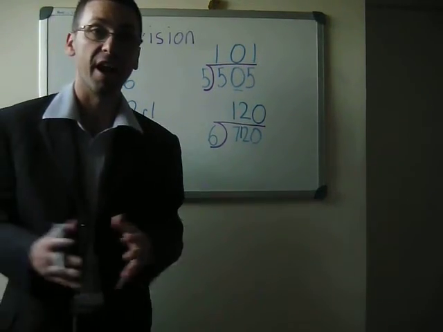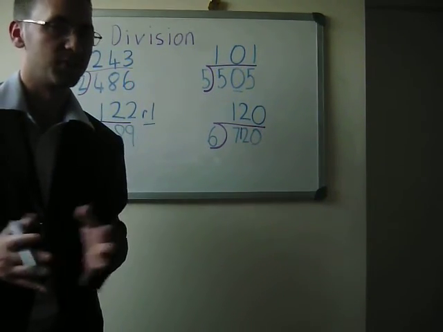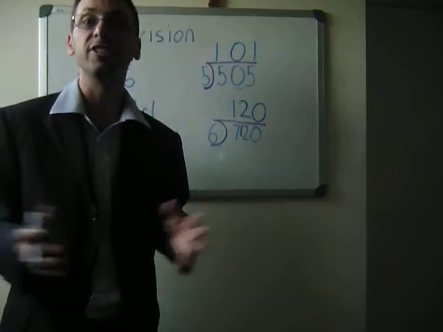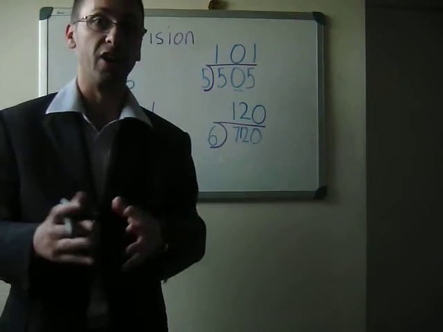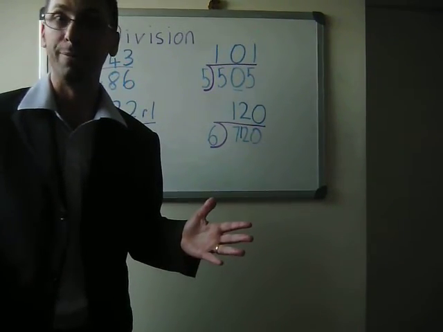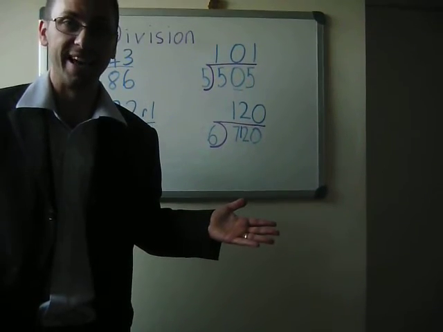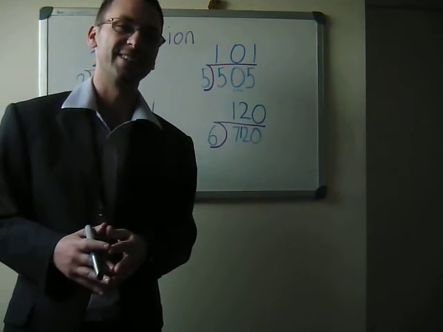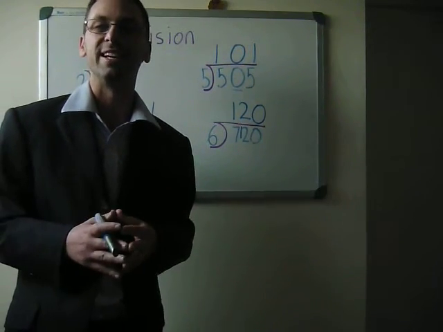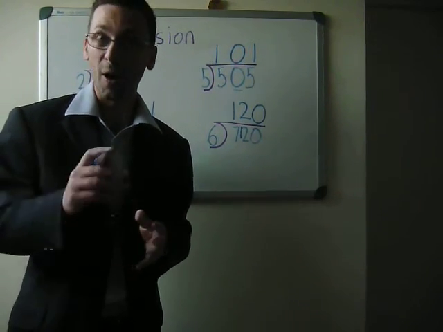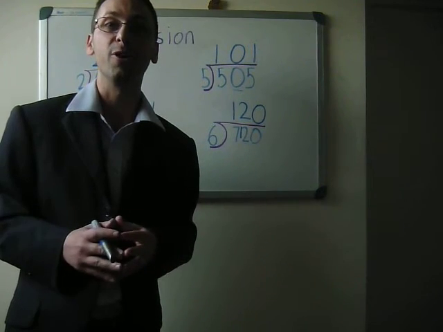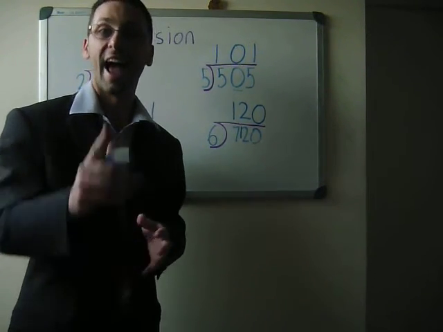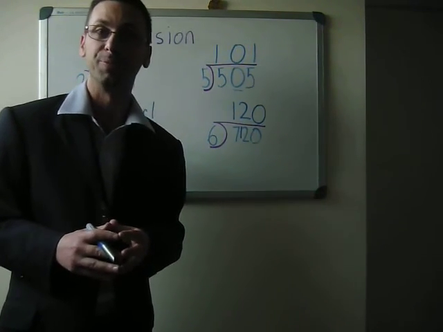486 divided by 2. Alright, if there are 486 legs in a room, and they're all people, how many people is there? Because we know humans have 2 legs. You can have a bit of fun with this at home. Why don't you try at home writing a few problems, work them out, and try to find a worded problem.